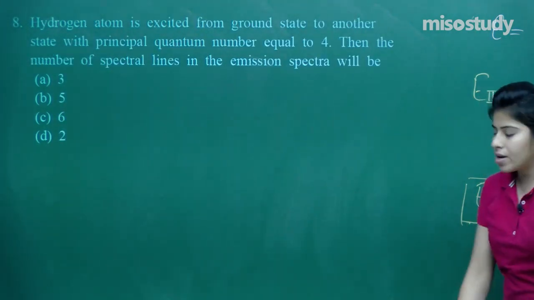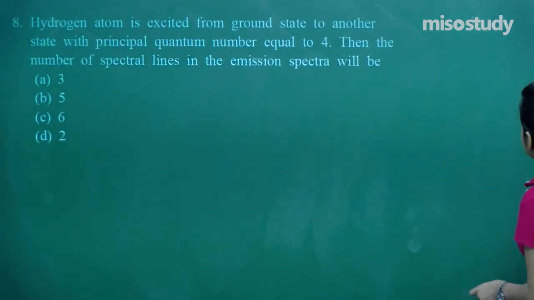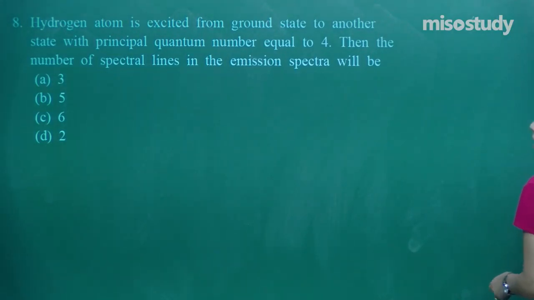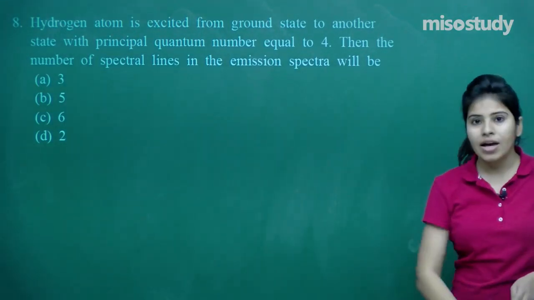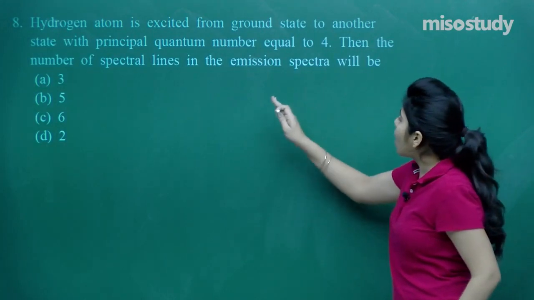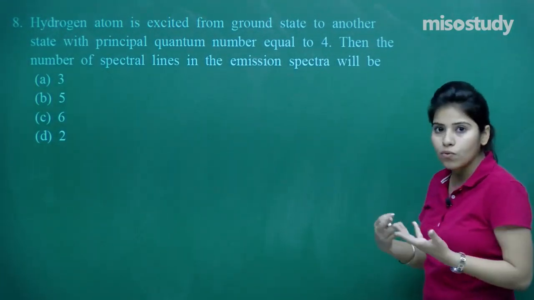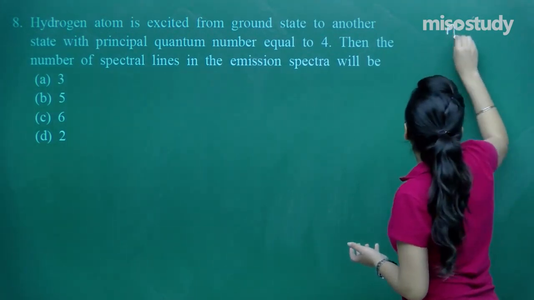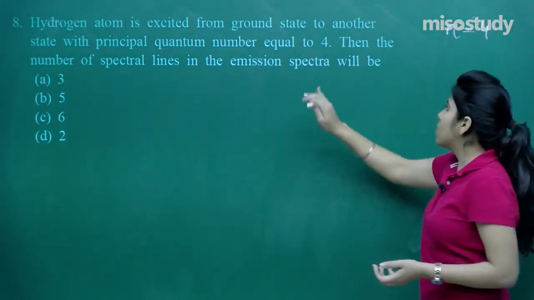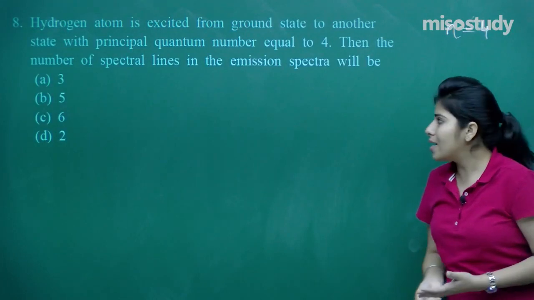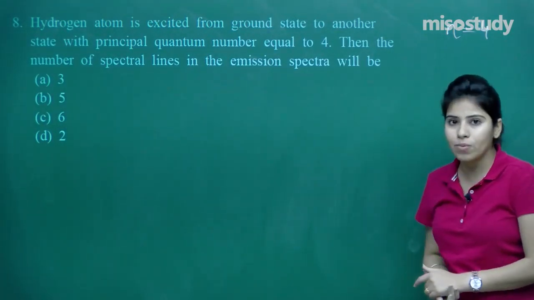Okay. So the next question says that we have been given a hydrogen atom. It is excited from the ground state to another state with principal quantum number equal to 4. So that means n has been given equal to 4. Then the number of spectral lines in the emission spectra will be what?